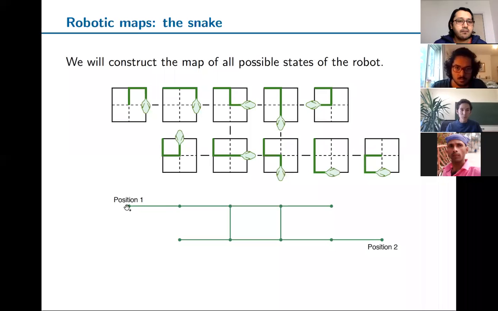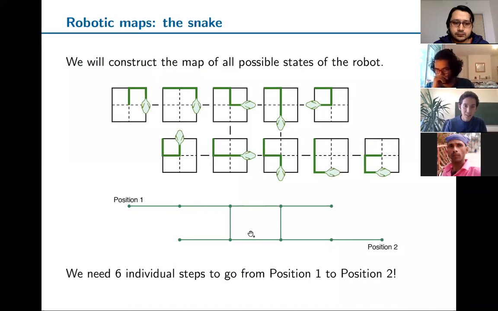And if you want to move from position 1 to position 2, you forget about the snake, and then you just look at this map, and then you say, I need 1, 2, 3, 4, 5, 6 steps to go from position 1 to position 2. But now you can do it in 2 different ways. I can go 1, 2, 3, 4, 5, and 6. And actually, if you look at this little square here, I need, again, 6 individual steps.